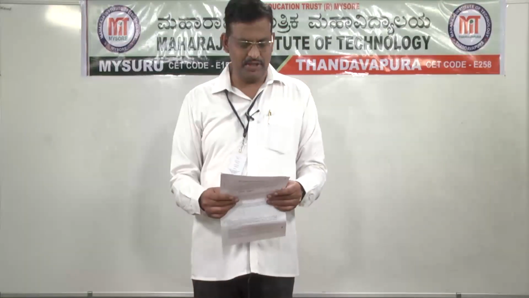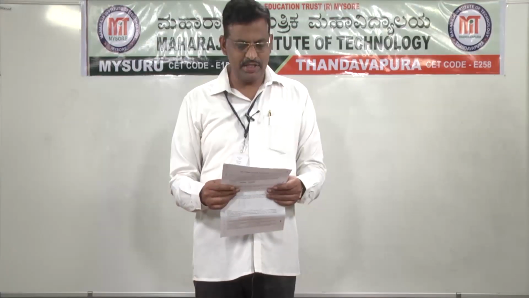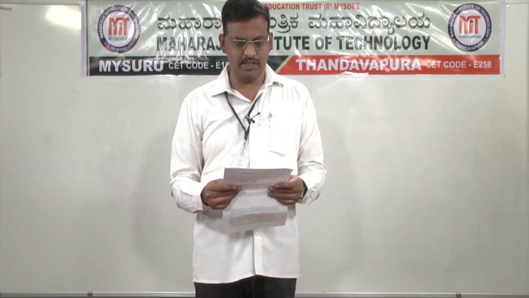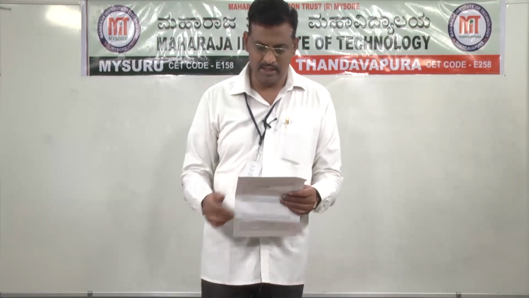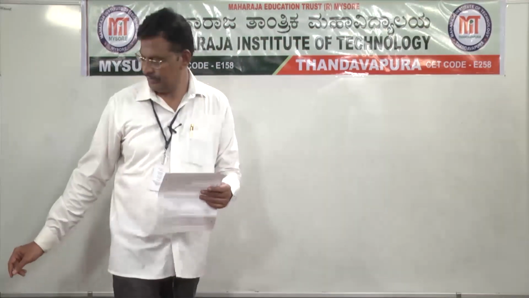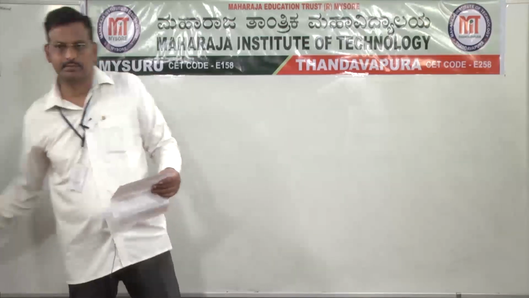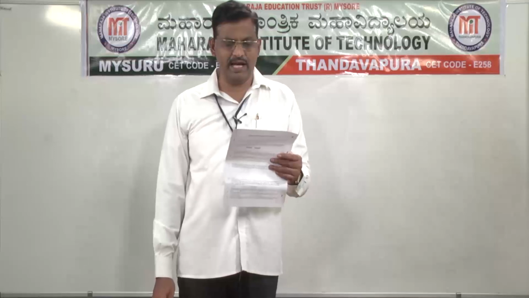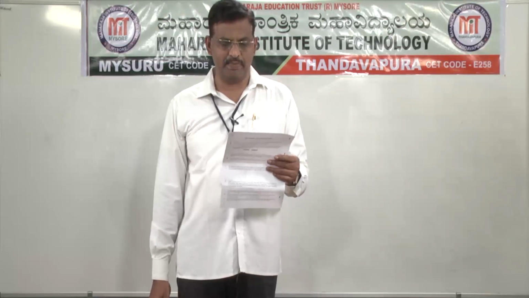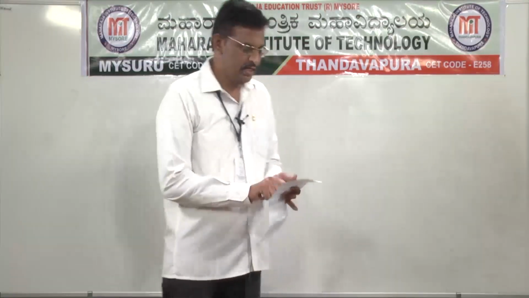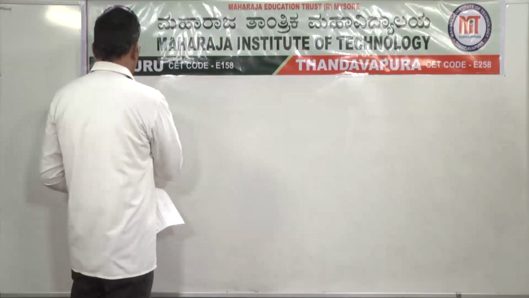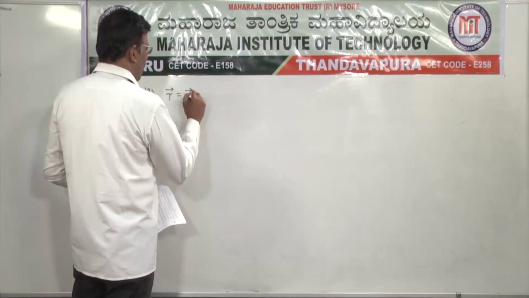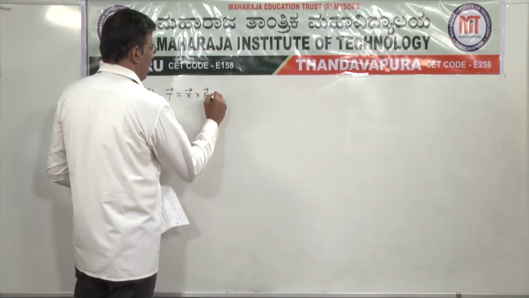Yes, question number 13. What is the torque of the force F bar is equal to 2 i cap minus 3 j cap plus 4 k cap Newton acting on the point R bar is equal to 3 i cap plus 2 j cap plus 3 k cap meter about the origin. So here torque is nothing but tau bar is equal to R bar cross F bar.